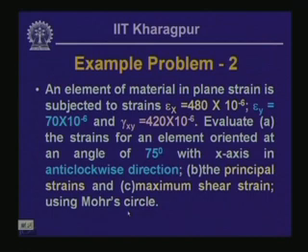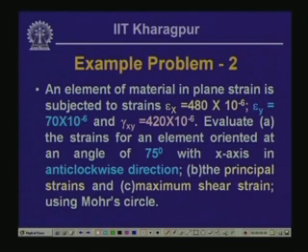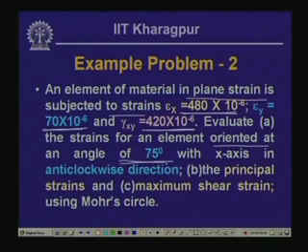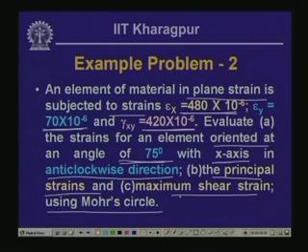Well, we have another example which is of similar type: an element of material in plane strain is subjected to strains epsilon x as 480 into 10 to the power minus 6, epsilon y as 70 into 10 to the power minus 6, gamma xy is 420 into 10 to the power minus 6. We will have to evaluate the strain at an element which is oriented at an angle of 75 degree with the x axis in anti-clockwise direction, and the principal strains and maximum shear strain, using Mohr circle. You should do this exactly in the similar way as we have done for problem 1, and I am leaving this for you to compute.